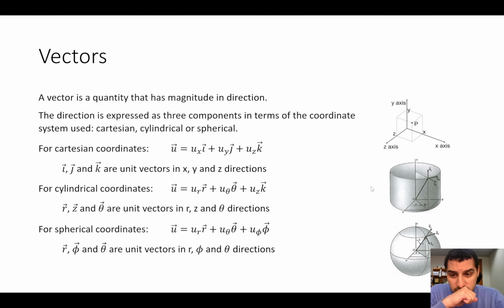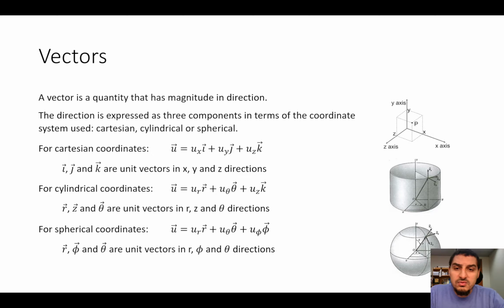In the cylindrical coordinates, it's r, theta, and z. And for the spherical coordinates, it's r, theta, and phi. So it's something that is well known. So for any velocity, it will have three components based on the coordinate system that we deal with.